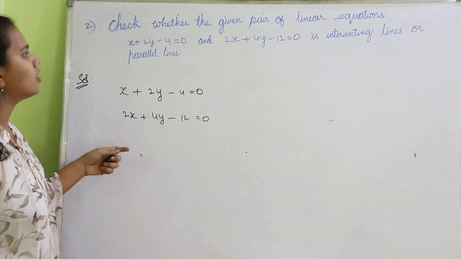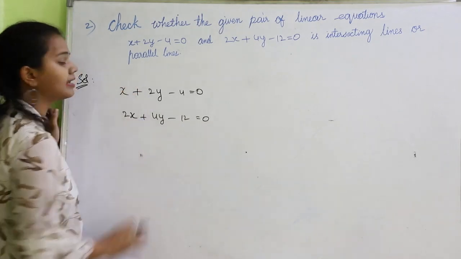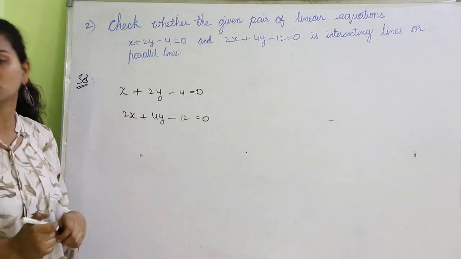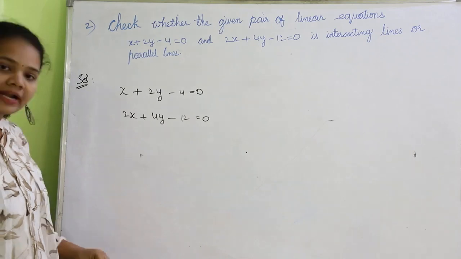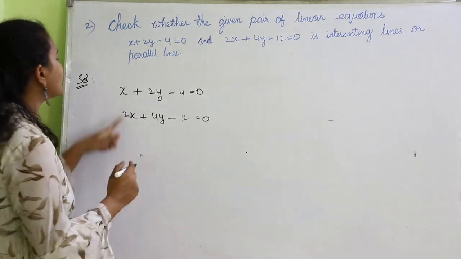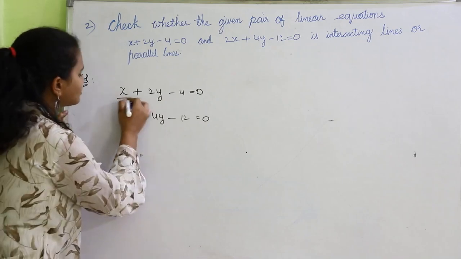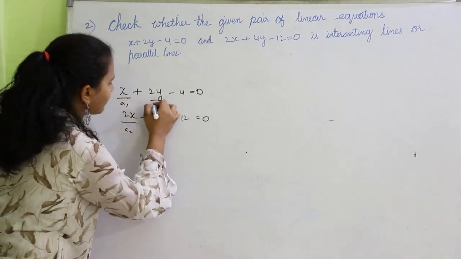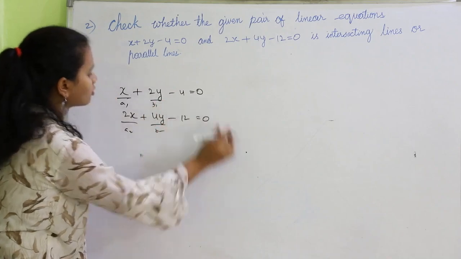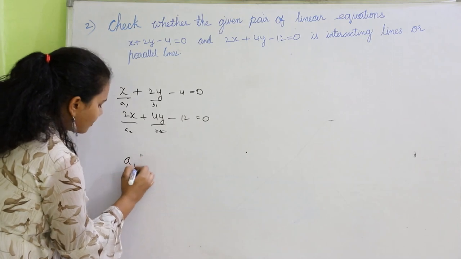Now to find whether these are intersecting or parallel, we just consider a1 by a2, b1 by b2, c1 by c2. We have learned this in the linear equations lesson in maths. So this will become a1 and this a2, this b1 and this b2, like this. Now let me write down the a1 value.